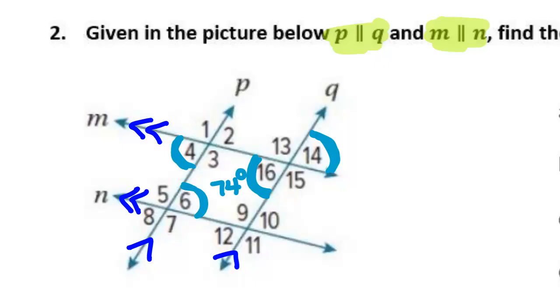What other angles have to be 74 degrees? 8 and 2. There's 2 more. 12 and 10.